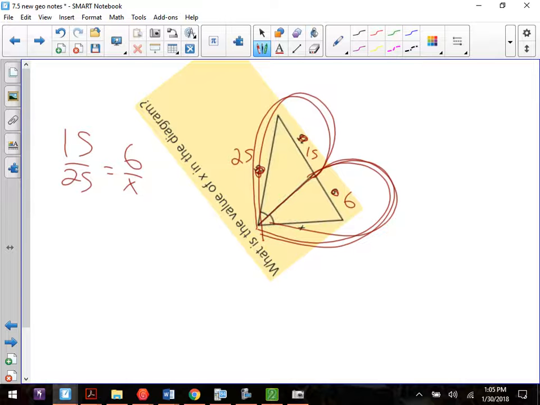Once again, cross multiply and solve. 15 25ths happens to wind up being what? 3/5, I believe. So you get 3x is 30.